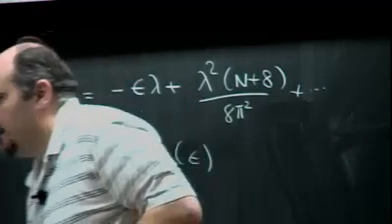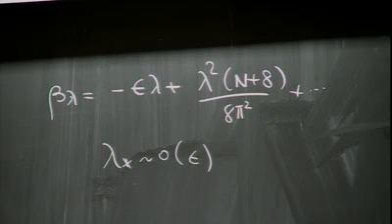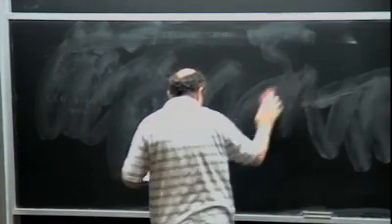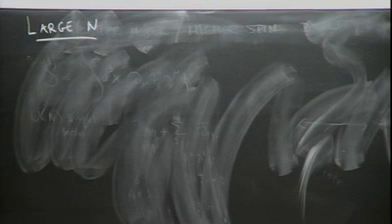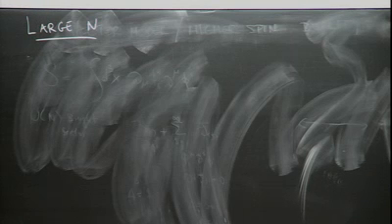So that's one approach, the epsilon expansion. Another approach, I need a big board, so I'll go here. Another approach in which one can study these fixed points, which can actually be carried out in any dimension between 2 and 4, and in particular in dimension 3, is to use the large N expansion.